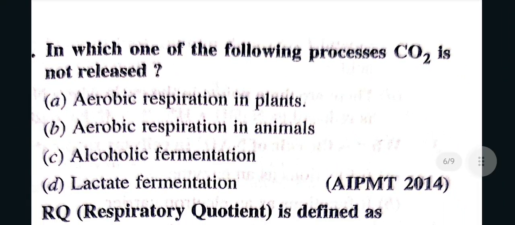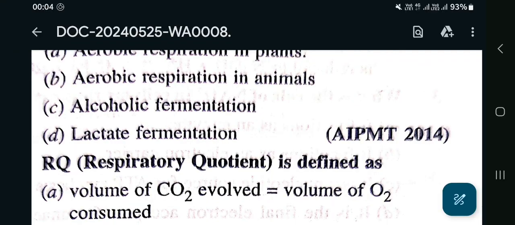In which of the following processes is CO2 not released? Option A, aerobic respiration in plants. Option B, aerobic respiration in animals. Option C, alcoholic fermentation. Option D, lactate fermentation. So where is CO2 not released? The correct answer is lactate fermentation.